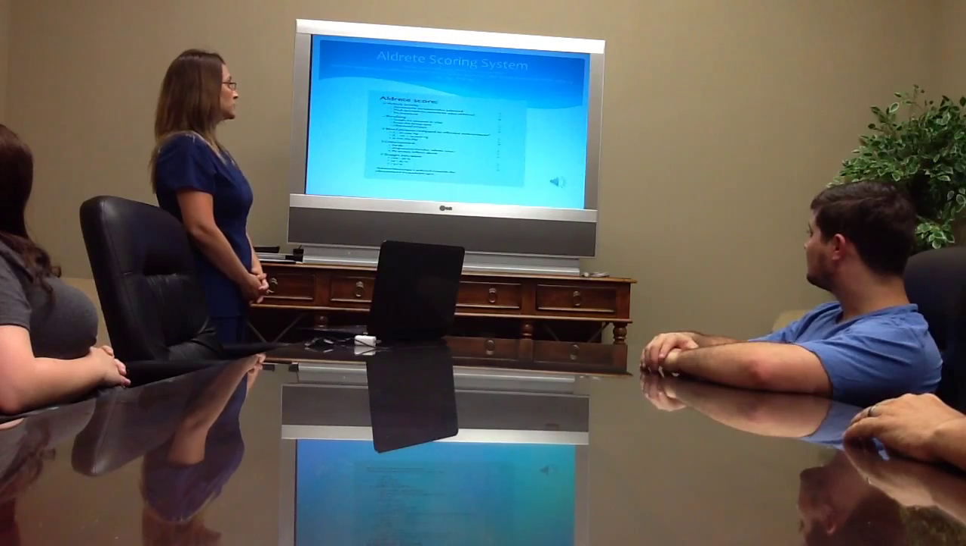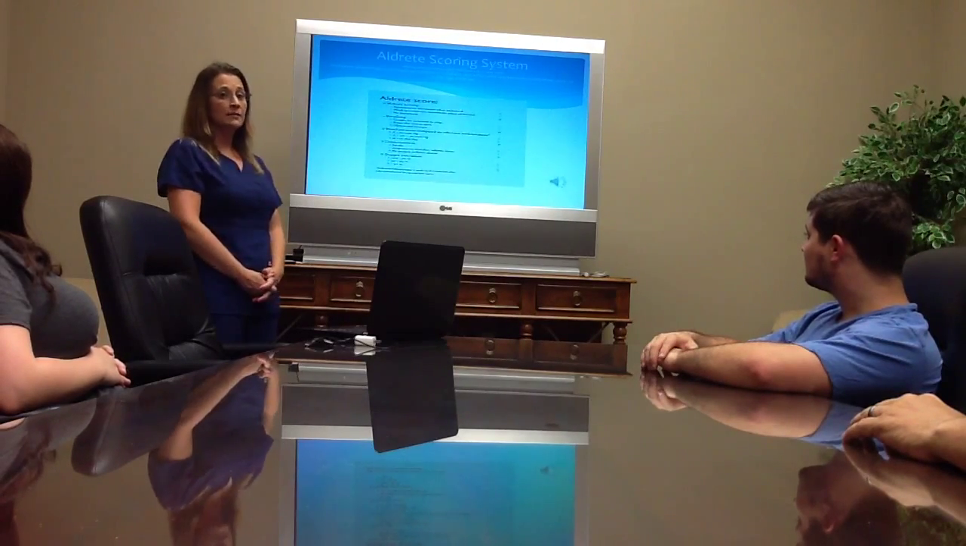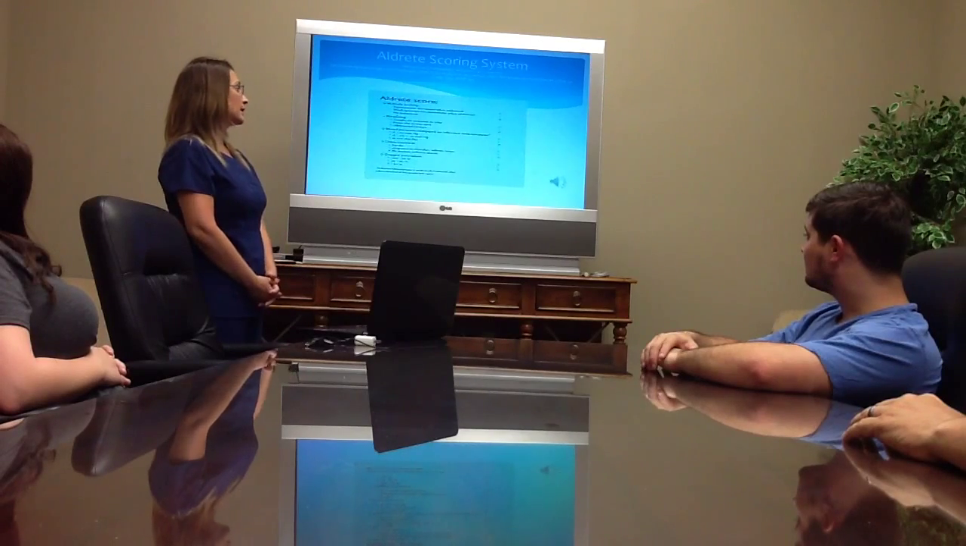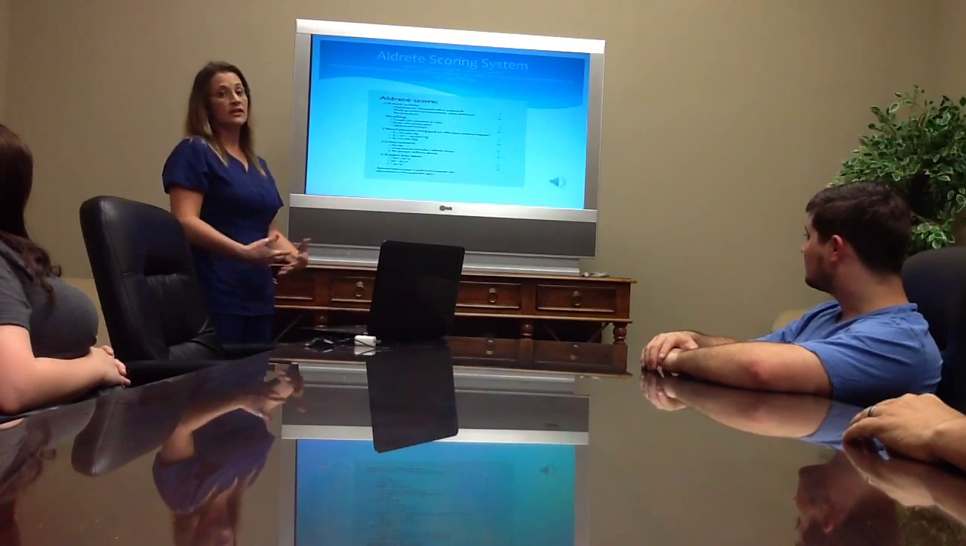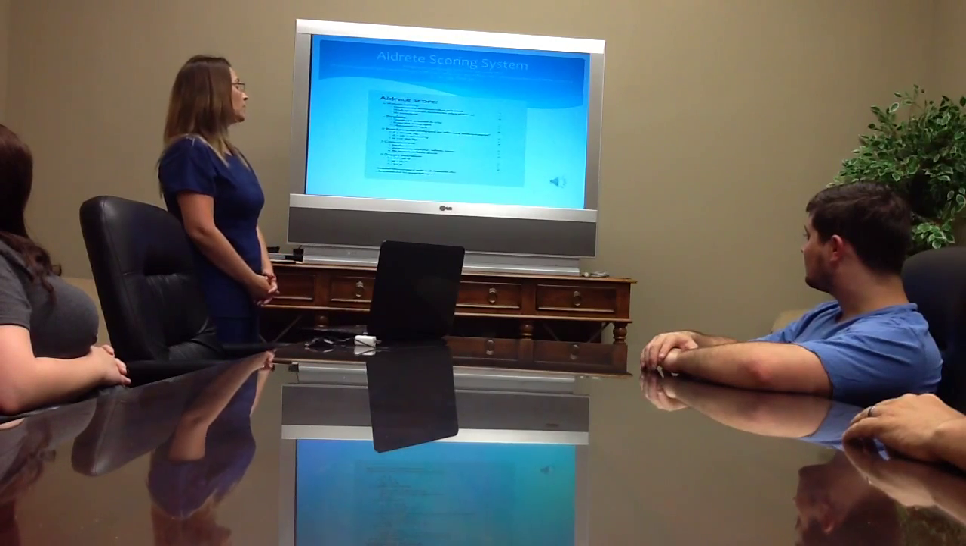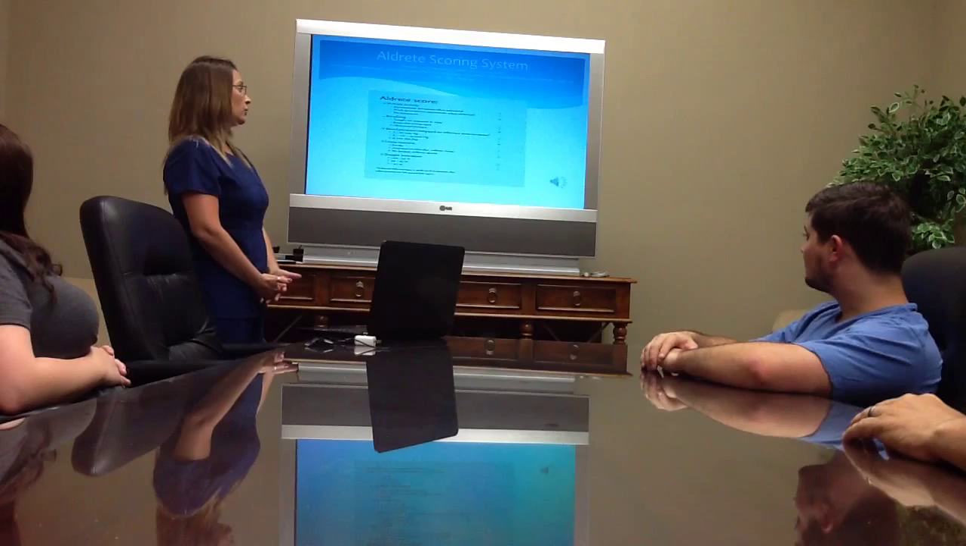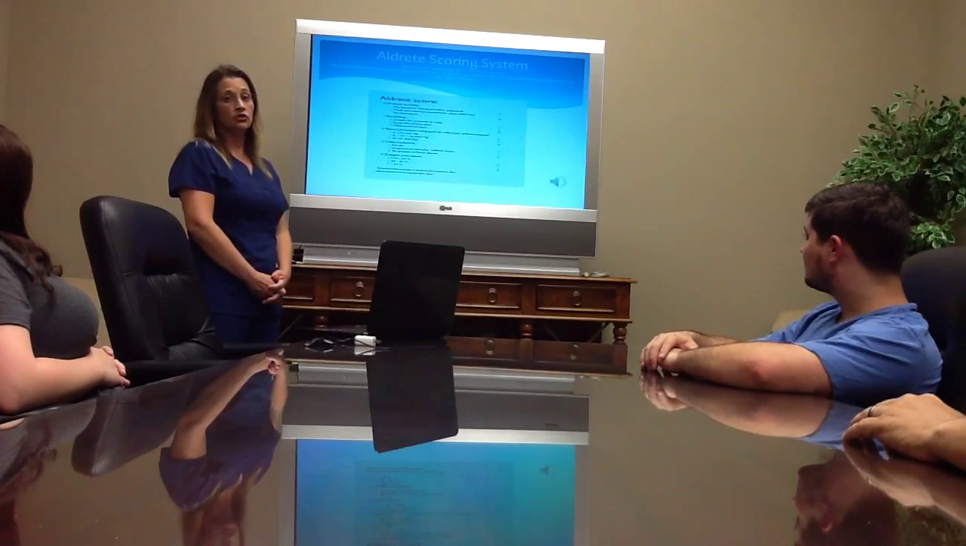A 2 would be representative in the blood pressure category of changes of less than 20 millimeters of mercury compared to their baseline. A 2 in the consciousness category would be that they're awake, they're easy to arouse. A 2 in the oxygen saturation category would be that they have an oxygen sat of 100 to 98%.